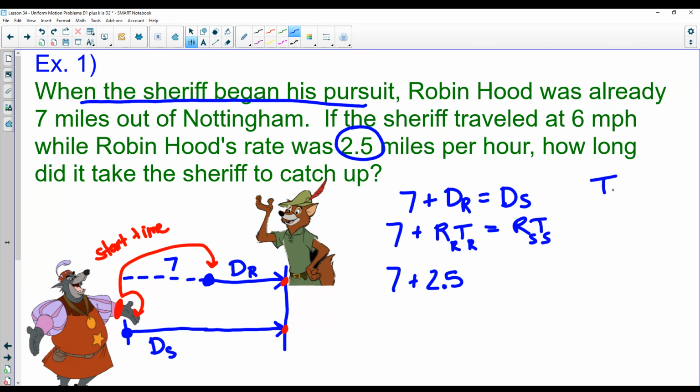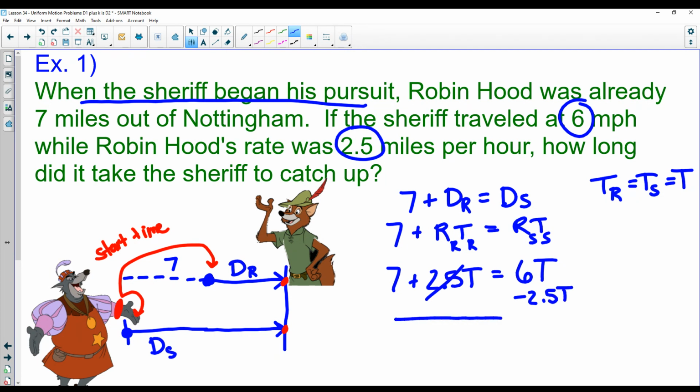So we could say Robin Hood's time from start to finish equals the sheriff's time from start to finish. You can either substitute one for the other, or you could just drop the subscripts altogether and call it T, a single T with no subscripts for time. Robin Hood's rate is 2.5. This is the sheriff's rate after the equal sign. How fast was the sheriff going? Looks like 6 miles per hour. And again, we're going to substitute TS with just T, because our times are the same in this case. So we're going to move the 2.5 T to the other side, change signs, and we have 7 equals 3.5 T.